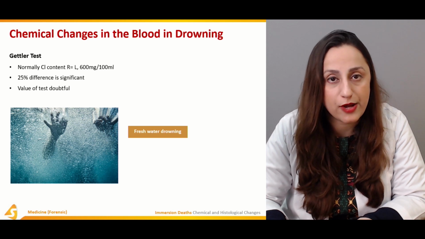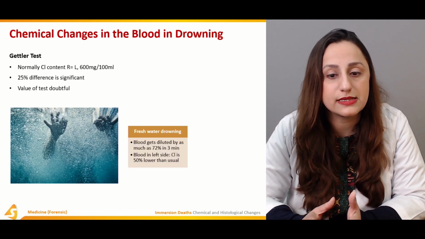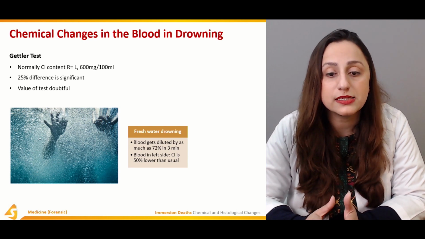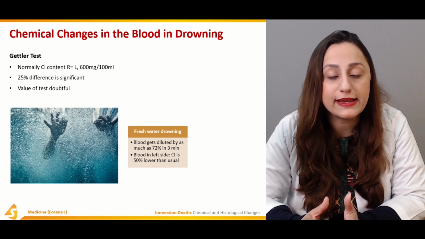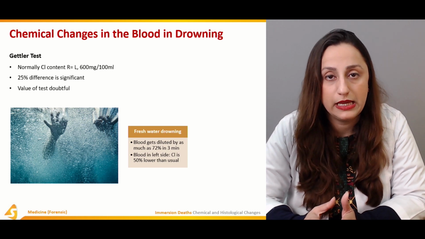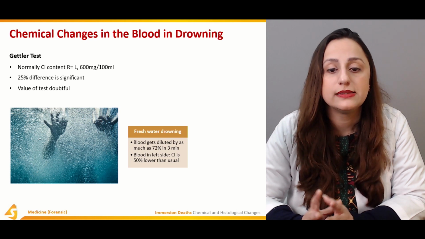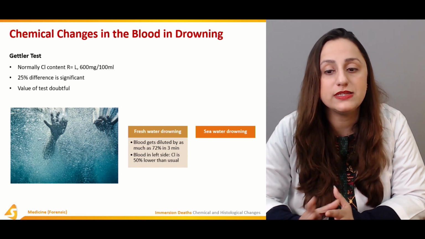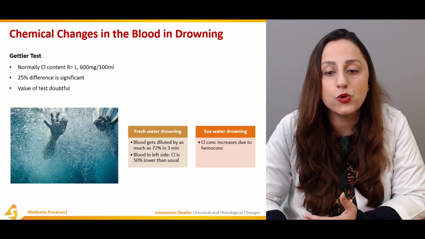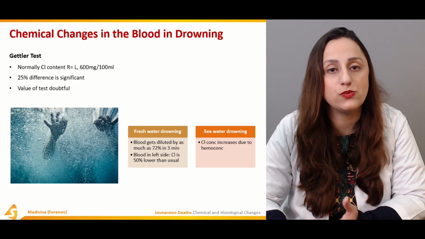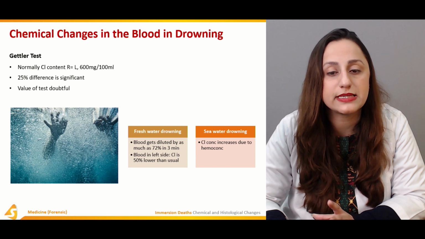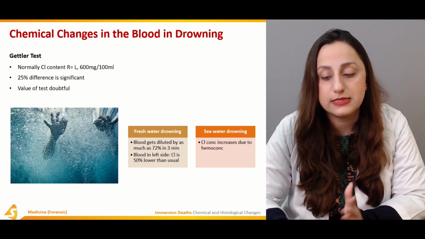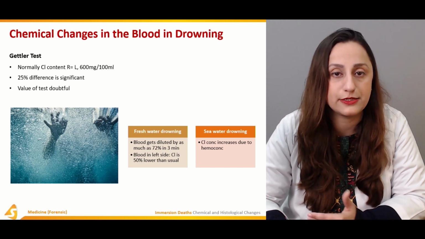Again, we have freshwater drowning on one hand. Basically, what happens is the blood gets diluted by as much as 72% in 3 minutes, and the chloride levels on the left side of the heart are 50% lower than usual. So freshwater drowning can be discussed in such a way. On the other hand, in seawater drowning, the chloride concentration increases due to hemoconcentration. So all of these phenomena come into play whenever we differentiate between freshwater drowning and seawater drowning, and Gettler's test is the mainstay for them.